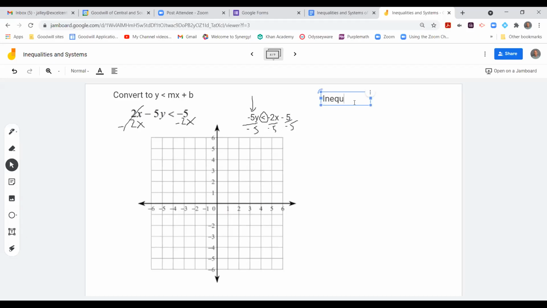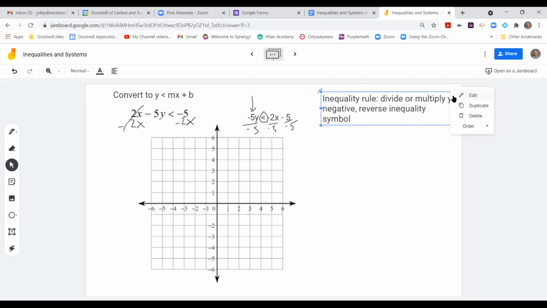Remember that inequality rule. Actually, divide or multiply by a negative changes the inequality symbol. Actually, I'm going to say reverse. So that's going to have to be our next, oops, left out a letter there. Divide, multiply by negative, reverse the inequality symbol.